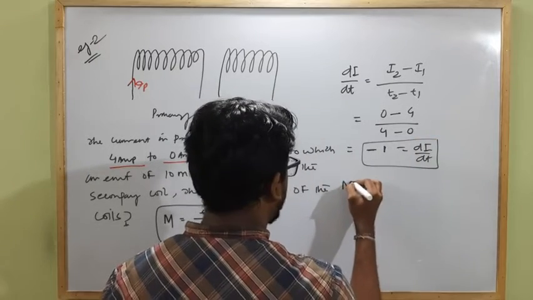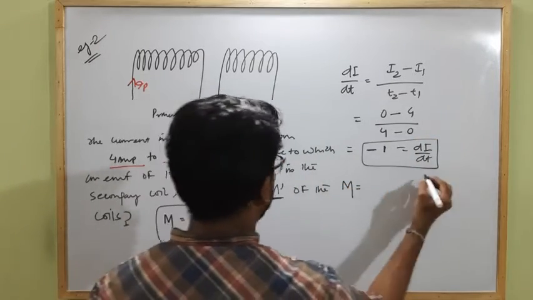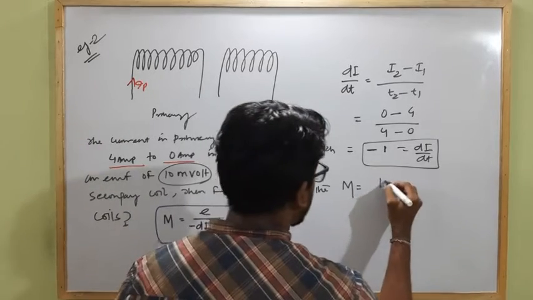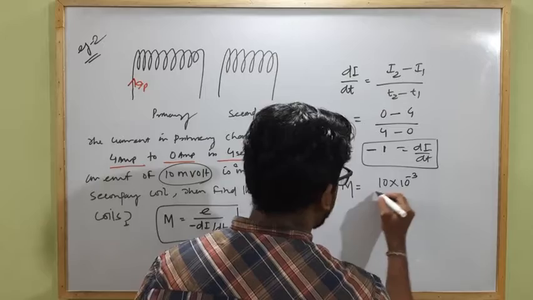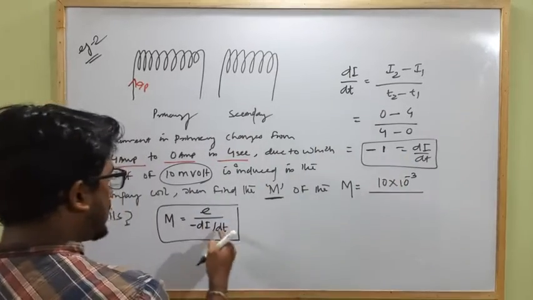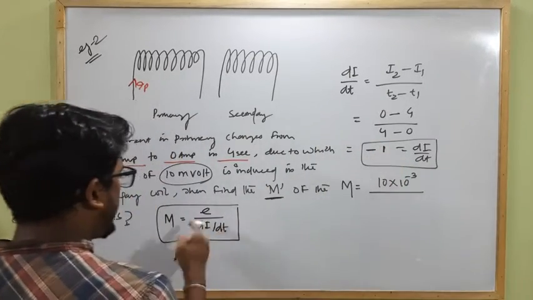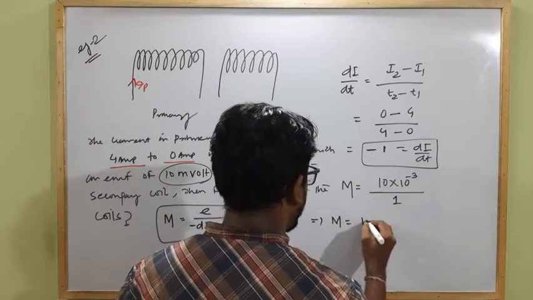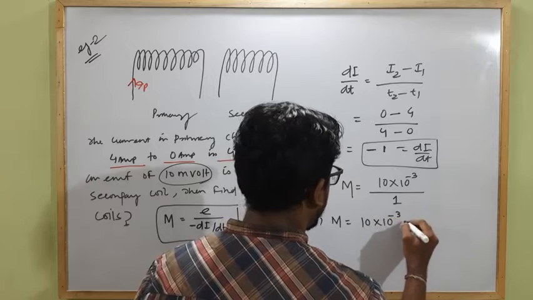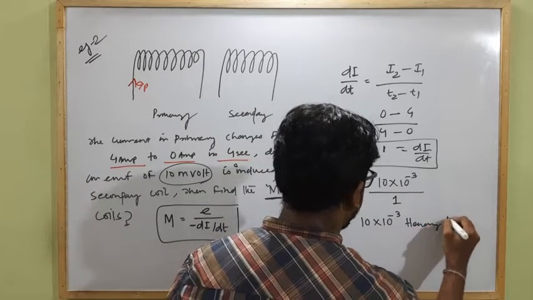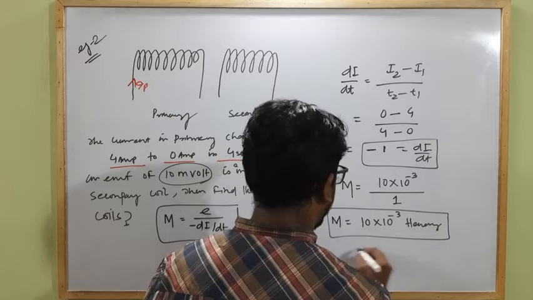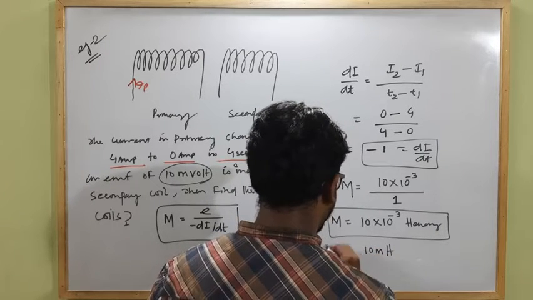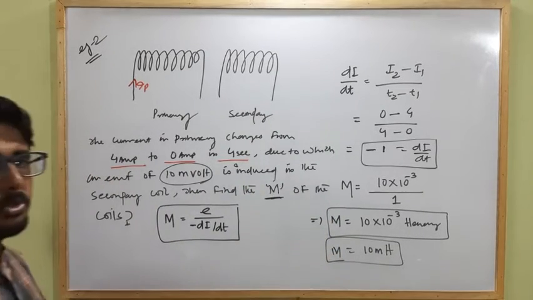So the mutual inductance of both the coils M will be the induced EMF. What is the value of induced EMF? 10 millivolt. That means 10 into 10 to the power minus 3 volt divided by minus di by dt. Di by dt is minus 1. So minus of minus will be 1. So the mutual inductance will be 10 into 10 to the power minus 3, unit is Henry. Or this can be written as 10 millihenry. So this will be the expression for mutual inductance of both the coils.